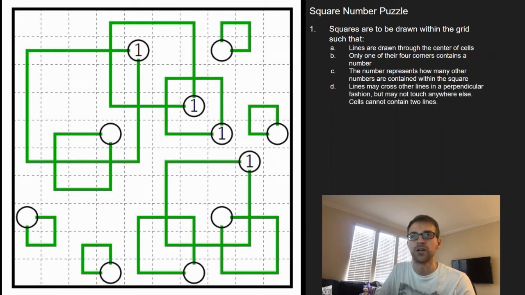Lines may cross one another only in a perpendicular fashion. They may not touch anywhere else or overlap or run parallel on the same row or column. And cells cannot contain 2 lines.